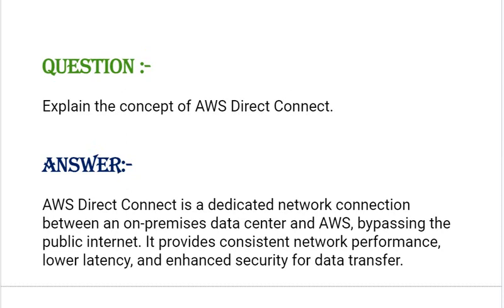Our next interview question is, explain the concept of AWS Direct Connect. Your answer should be: AWS Direct Connect is a dedicated network connection between an on-premises data center and AWS, bypassing the public internet. It provides consistent network performance, lower latency, and enhanced security for data transfer.